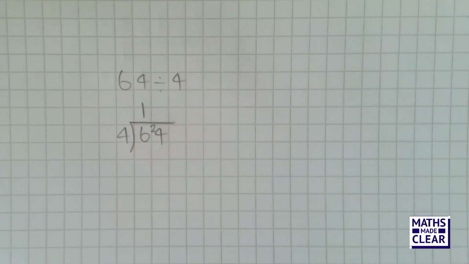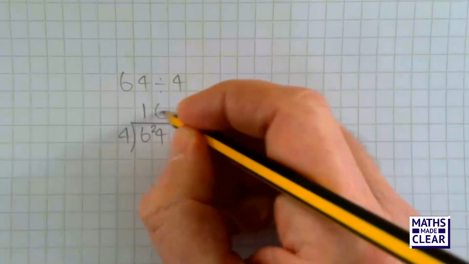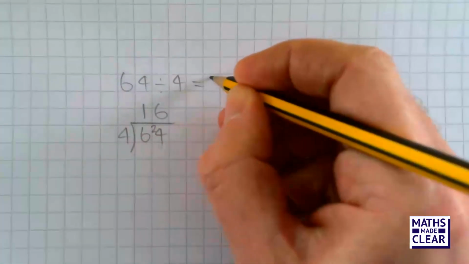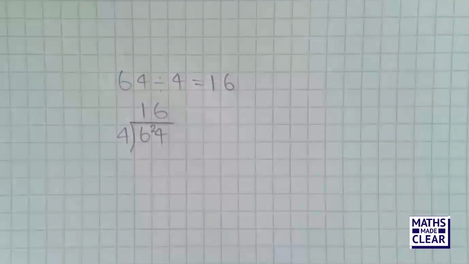So then you're going to move on to the next digit, well, in this case 24, and then you're going to divide 24 by 4. Well, 24 divided by 4, again with times table knowledge, equals 6, which you're then going to write next to the 1. So 64 divided by 4 is 16.